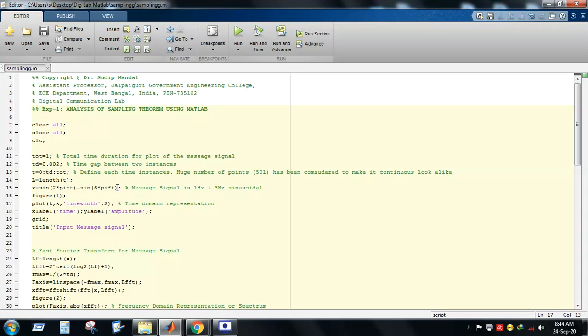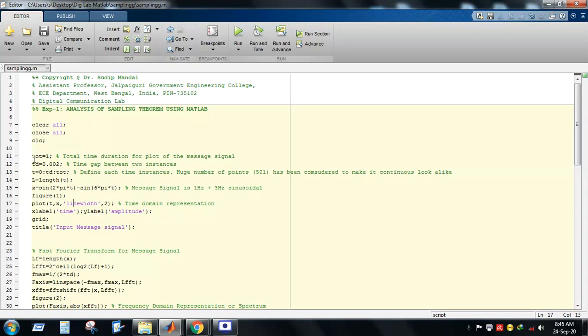First of all, we will plot this sinusoidal signal in the time domain. Then we'll perform the Fourier transform to observe the spectrum of the corresponding message signal, and then we will check the corresponding sampled version of the signal in both the time domain and the frequency domain. These are some MATLAB commands: clear all, close all, and clc. These are used to clear the screen, close the other windows, and clear all the memory.